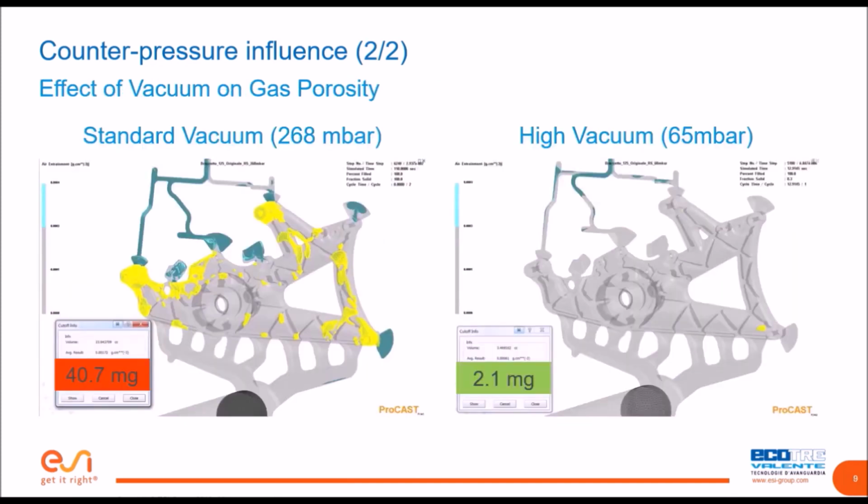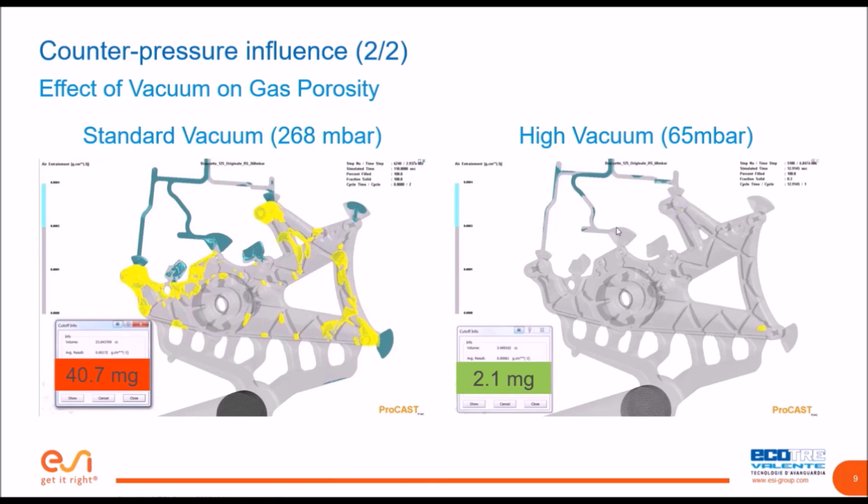So here is an example of the vacuum systems that can be beneficial. What you see on your left is in fact a standard vacuum, which is about, let's say, 268 millibar. And over here there is some residual gas inside the part. This is basically an air entrainment, which can lead to gas porosity. And what you see is about 40.7 milligrams, which stay as a residue over here.